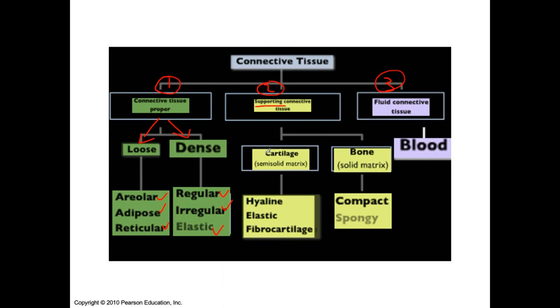Under supporting, that's where we have cartilage and bone. Under bone, we focused a little bit more on compact bone, which was the osteon. And under cartilage, we spoke about hyaline cartilage, elastic, and fibrocartilage being the strongest. Hyaline cartilage being found at the end of our bones, creating articular cartilage, which can degenerate.